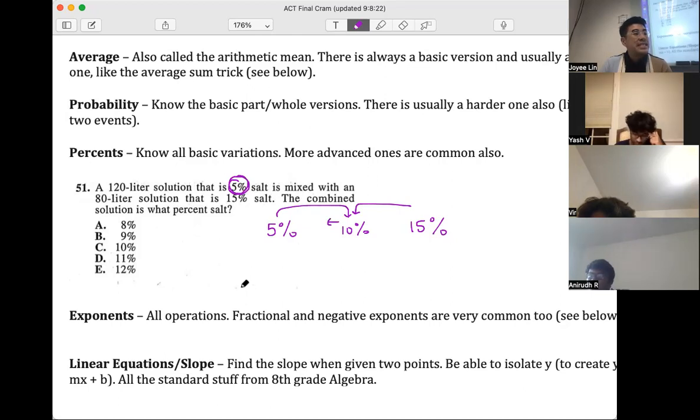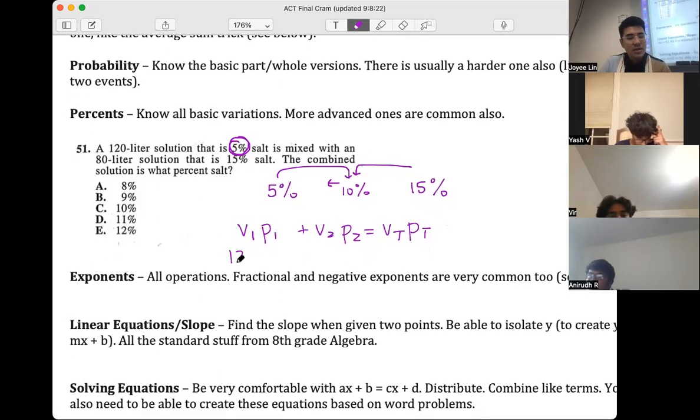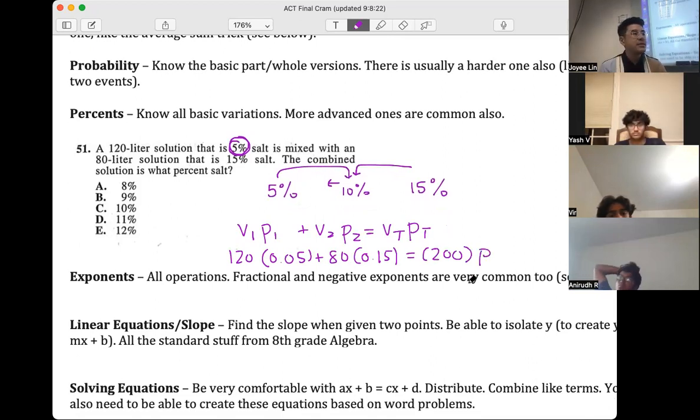So on the ACT science, they're not gonna ask you the exact value, but they're gonna be like, what is it approximately? So the answer would probably be between 5 and 10%. What's the actual formula? The actual formula is V1 P1 plus V2 P2 is equal to V total P total. So 120 volume times 0.05 plus 80 volume times 0.15, right? And we can calculate the total volume really quickly, right? 120 plus 80 is 200. And then we just figure out what that final percentage is for the actual math.